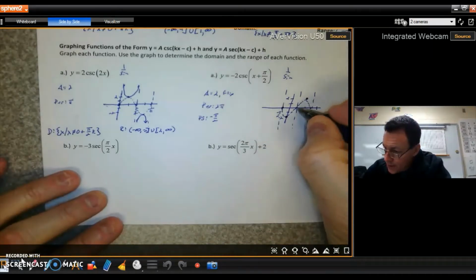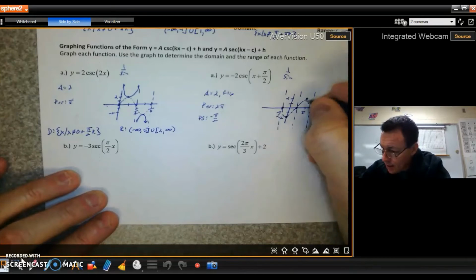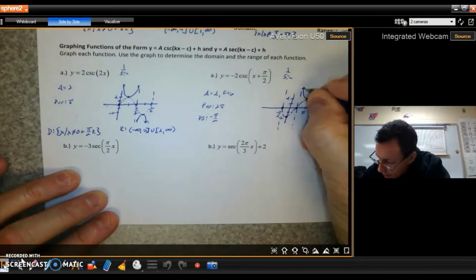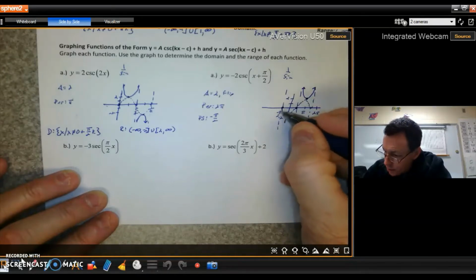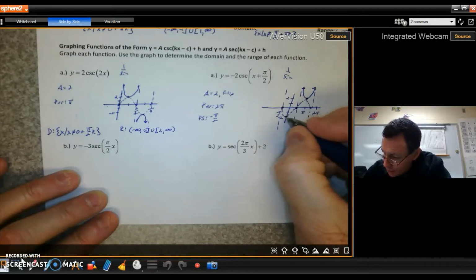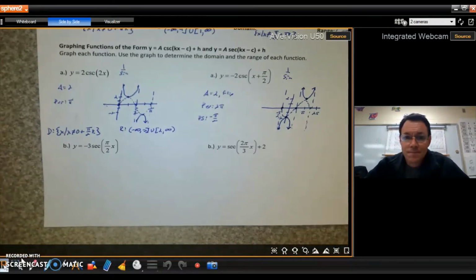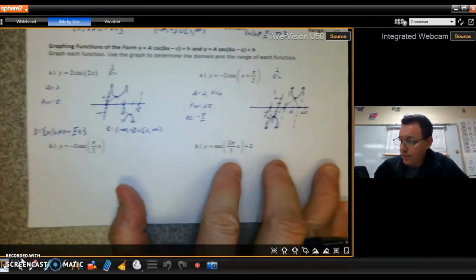Up here, this little hill of the sine graph is going to look like a right side up parabola because it's going to go in the opposite direction. And this little low part of our sine graph is going to look like an upside down parabola because it's going to go in that direction. That's it. That's your graph.